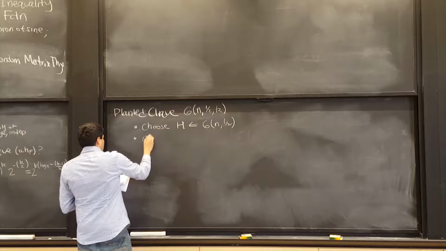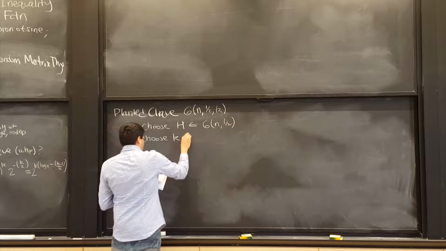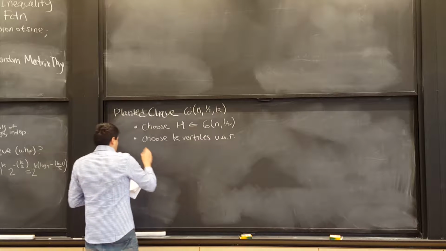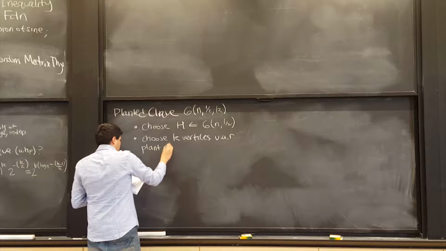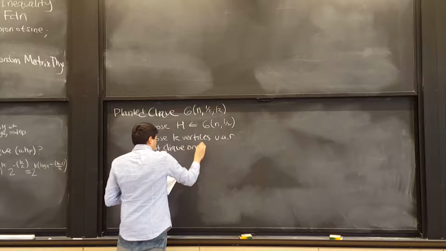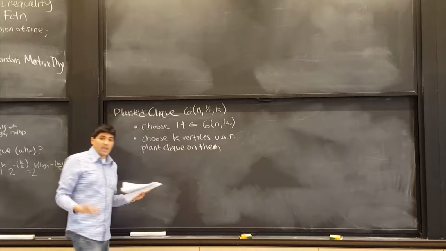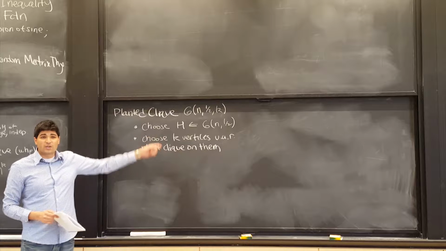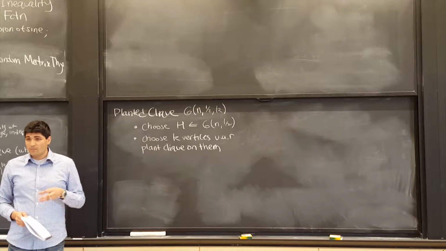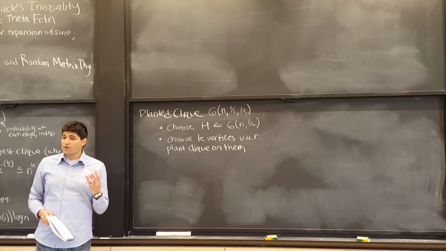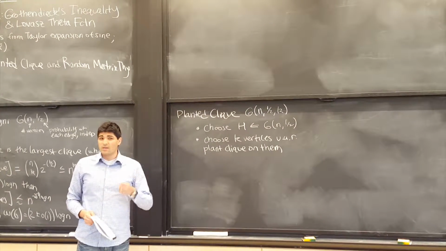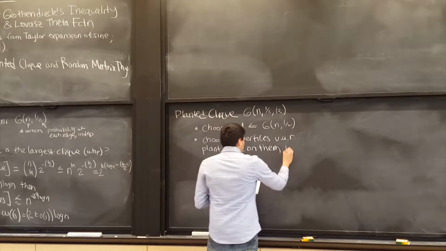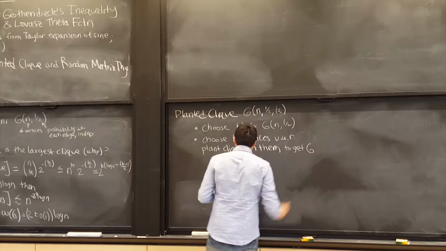And what you're going to do now is choose k vertices uniformly at random, and you're going to plant a clique on them. Meaning that once you choose these k vertices, some of them have edges between them, some of them don't. When you plant a clique on those vertices, you add all the edges which were missing and ensure that those k vertices really are a clique. So in this way, we get some ultimate graph G.